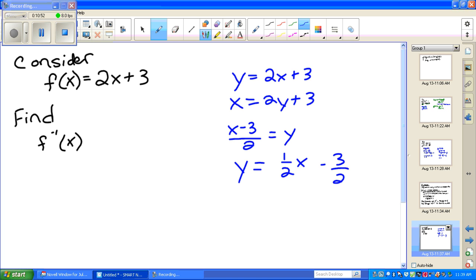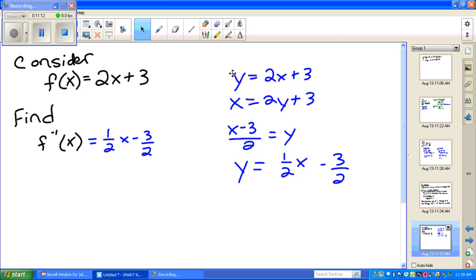And I did ask for f inverse. We can't leave it in terms of y. So it's going to be instead f inverse of x equals 1/2 x minus 3/2. So now we found the inverse of our initial function. To do a quick check, we need to take our composite, f of g of x, or in this case, f of f inverse of x, or f inverse of f of x, either way, and then make sure that we get x. So do one way, it does not matter which way you do.